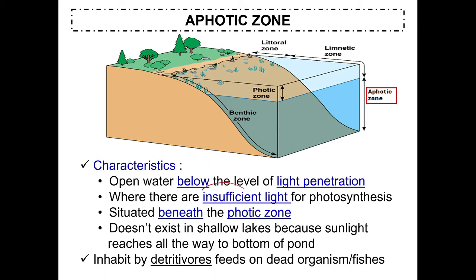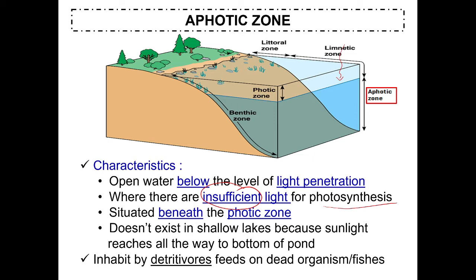The light is insufficient because the sunlight cannot penetrate to this area. So when there is no sufficient light, photosynthesis cannot continue.